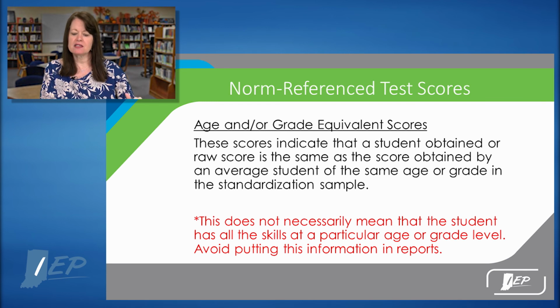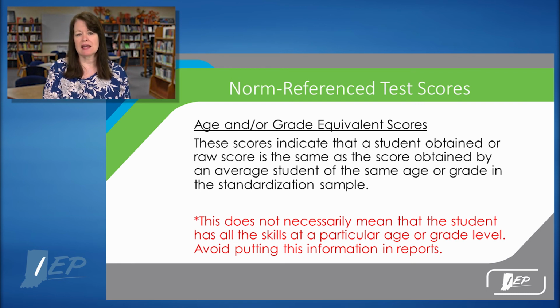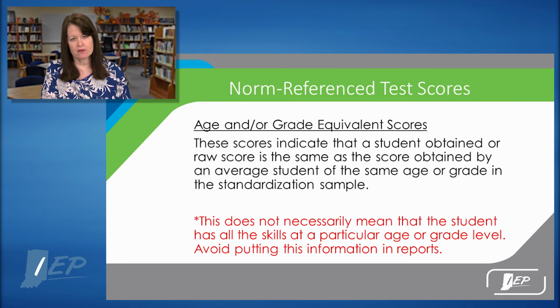I may have lots of splinter skills, some holes here and there in some of my foundational skills. I may have some advanced skills, and none of that really is reflected in an age equivalent score or a grade equivalent score. I would highly discourage you from using those in your reports because of the confusion that it tends to lead to.